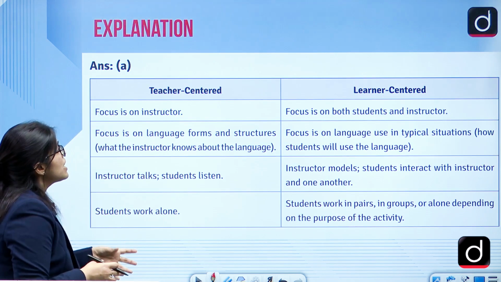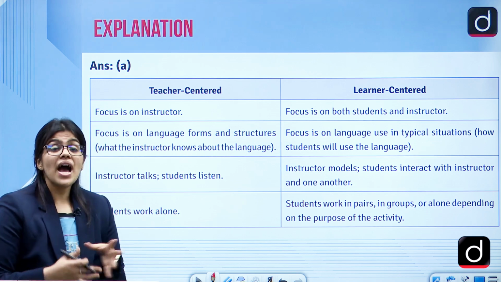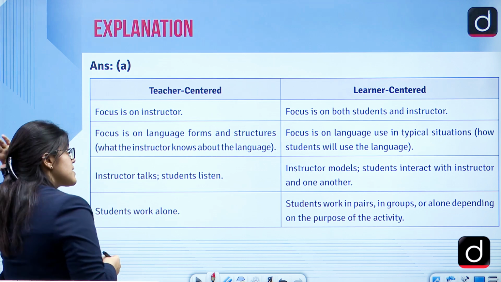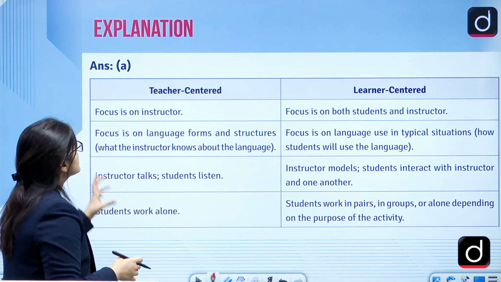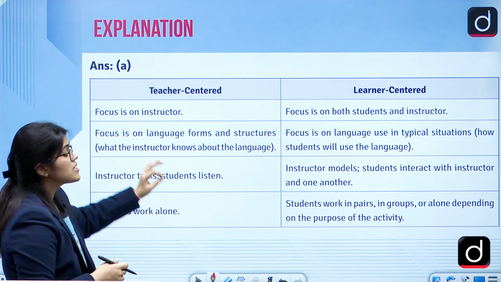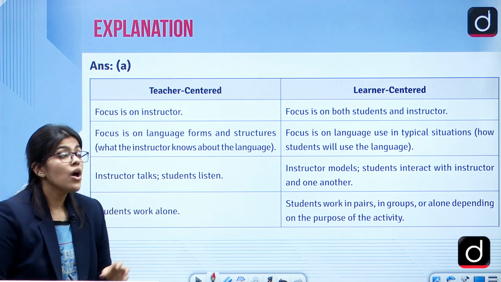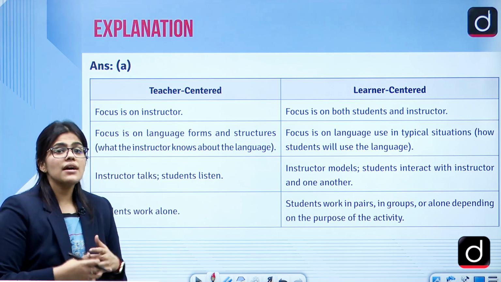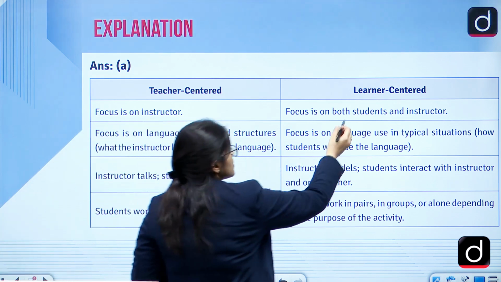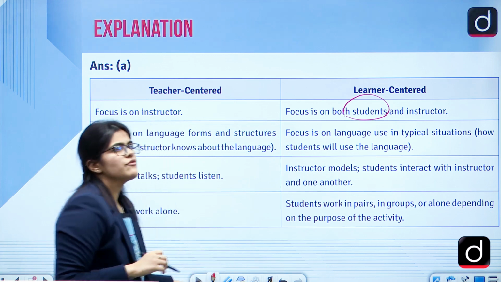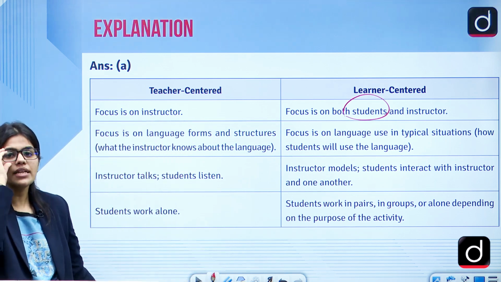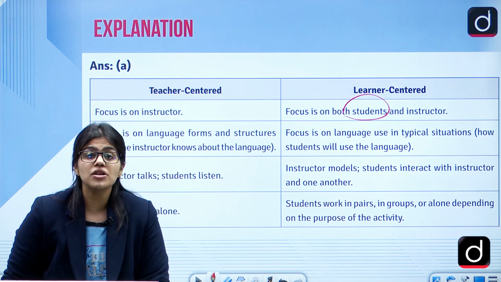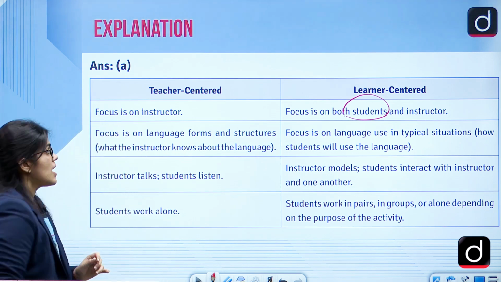Now let us differentiate between teacher-centered learning and learner-centered learning, because a lot of questions are asked from a statement-wise thing from here. In teacher-centered learning, the focus is on the instructor, the teacher, while in learner-centered learning, the teacher is the facilitator and the focus is more on the students. But you can also say that it focuses on both, because the teacher is the one teaching, but basically it is the students who are in the mind of the teachers, and according to them the things are categorized.